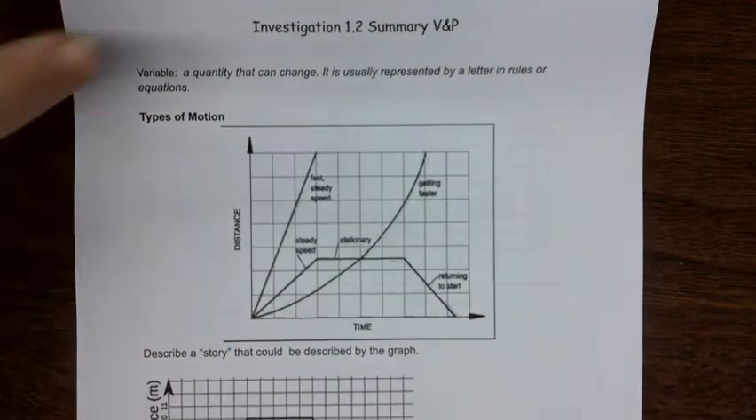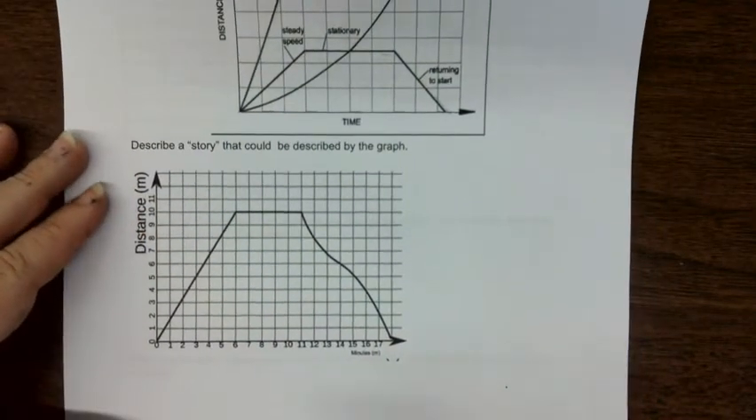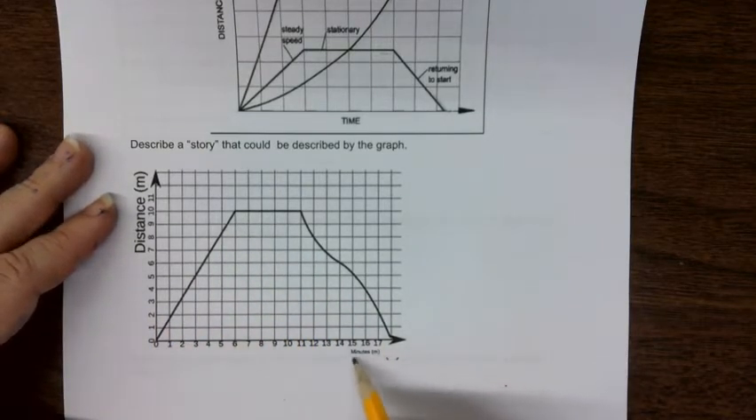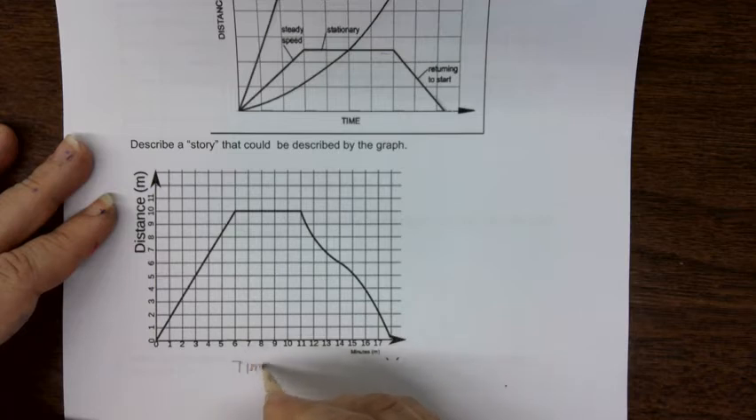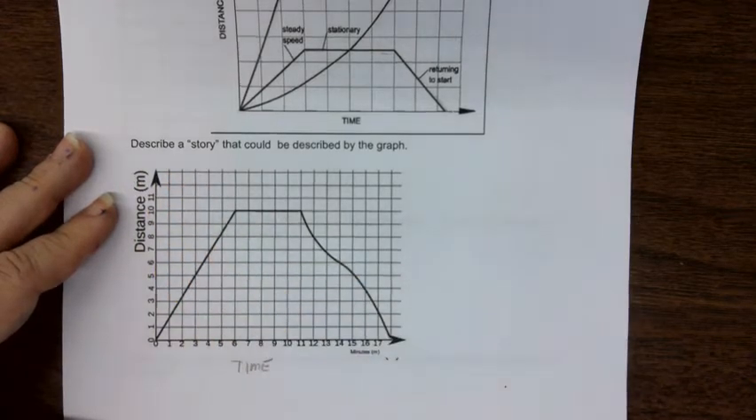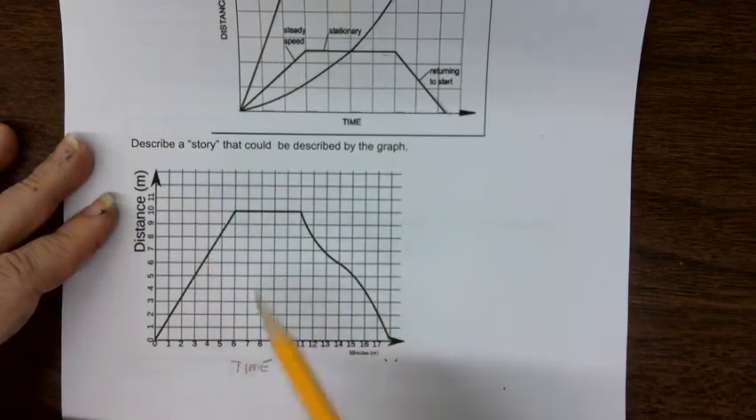So we use these to help us interpret, or we could tell a story. If we were told to describe a story, we first have to analyze. Here I have minutes. That's important. At the bottom I have time, so it's a time distance graph. And my distance is in meters. That kind of helps with my story. I'm not driving miles away, I'm just going a distance in meters.